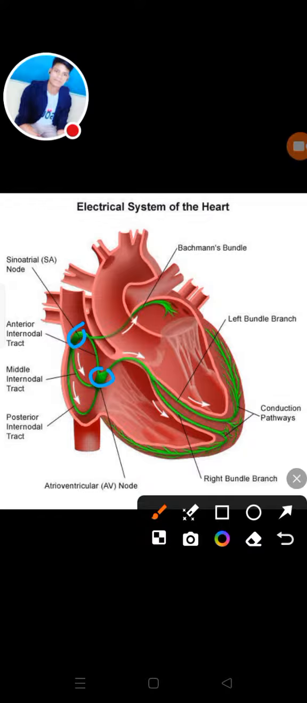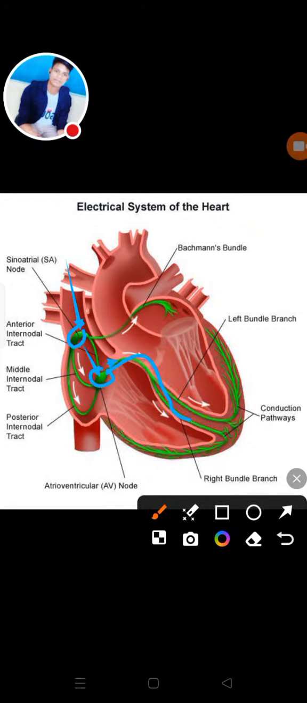SA node and AV node. How will the electrical impulses go? First, the electrical impulse starts from the SA node. From the SA node only the electrical impulse is started. From the SA node it goes to the AV node. Next it goes to the bundle of His. This is called the bundle of His. It spreads to both sides of the heart. This portion is called the bundle of His.